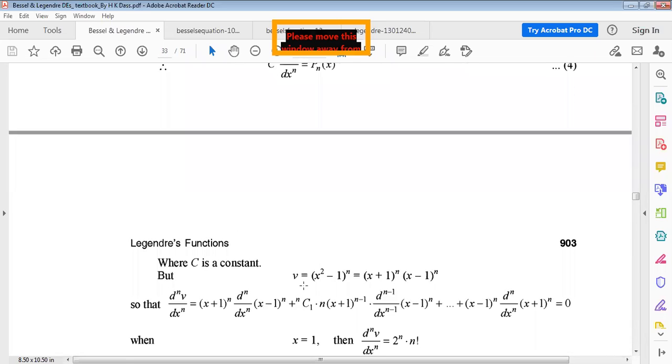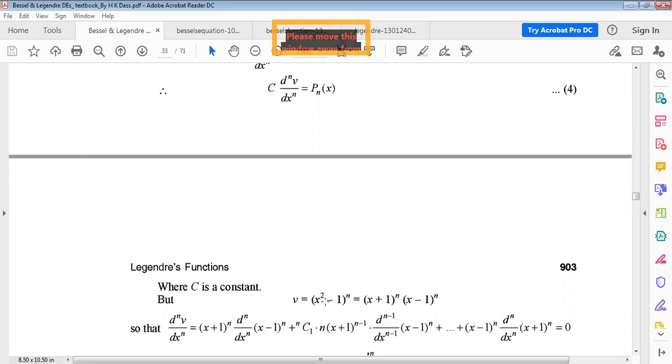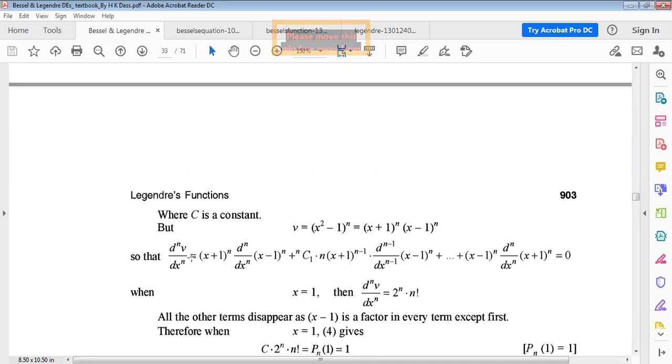Where c is a constant, because v equals (x square minus 1) to the power n, and this can be written as (x plus 1) to the power n into (x minus 1) to the power n. So the n times differentiation of v, by the UV method, is (x plus 1)^n into the n times differentiation of (x minus 1)^n, and so on, up to terms each containing a factor (x minus 1), times the n times differentiation of u, which equals 0.